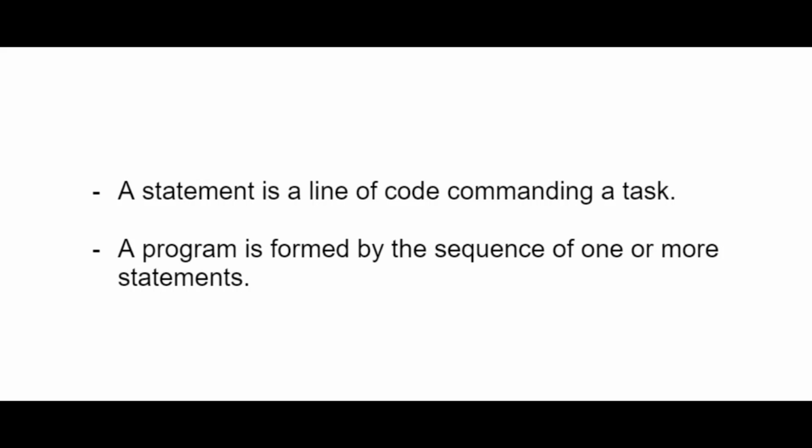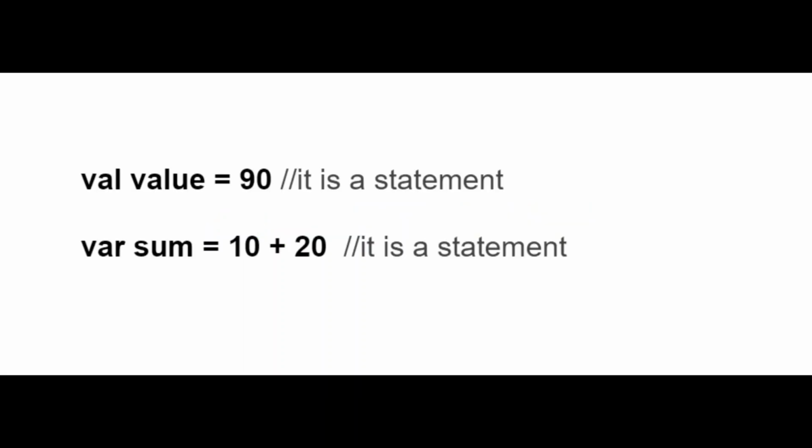In Java, a statement always ends with a semicolon, but in Kotlin, semicolon is optional. For example, declaration of a variable is a statement. Assigning a value to a variable is also a statement. Suppose I am writing var sum equals 10 plus 20. Here 10 plus 20 is an expression, but var sum equals 10 plus 20 is a statement.